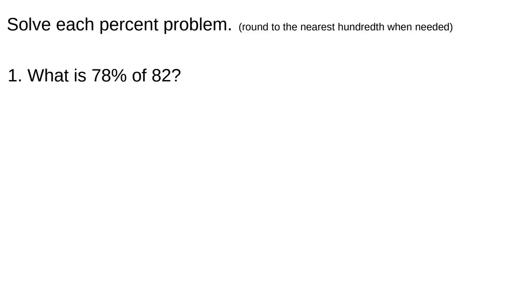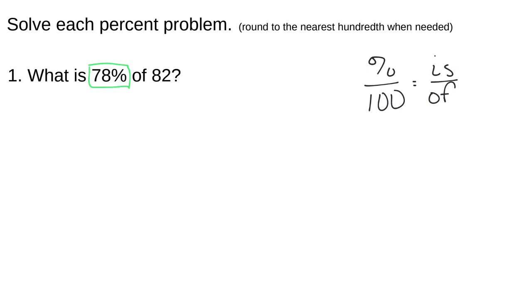Let's look at an example. We are asked to find what is 78% of 82. Since we have the words "is" and "of," I think I'm going to use the proportion that we just saw: percent over 100 equals is over of. Our first job is to identify which numbers go where. I think the one that stands out the most is right here.